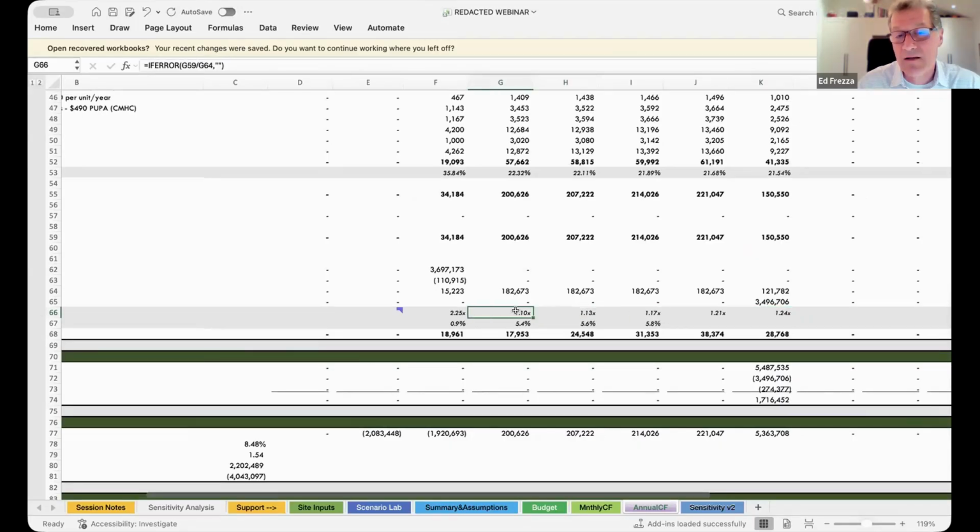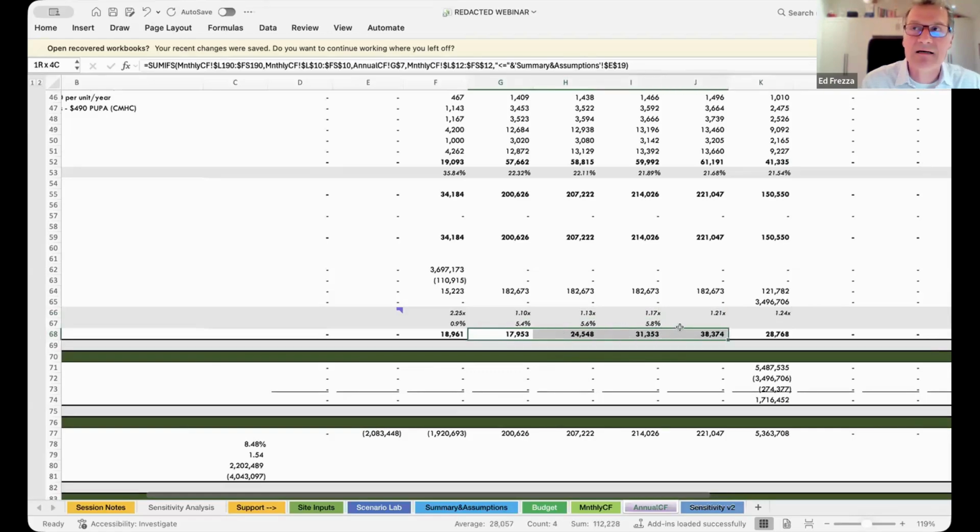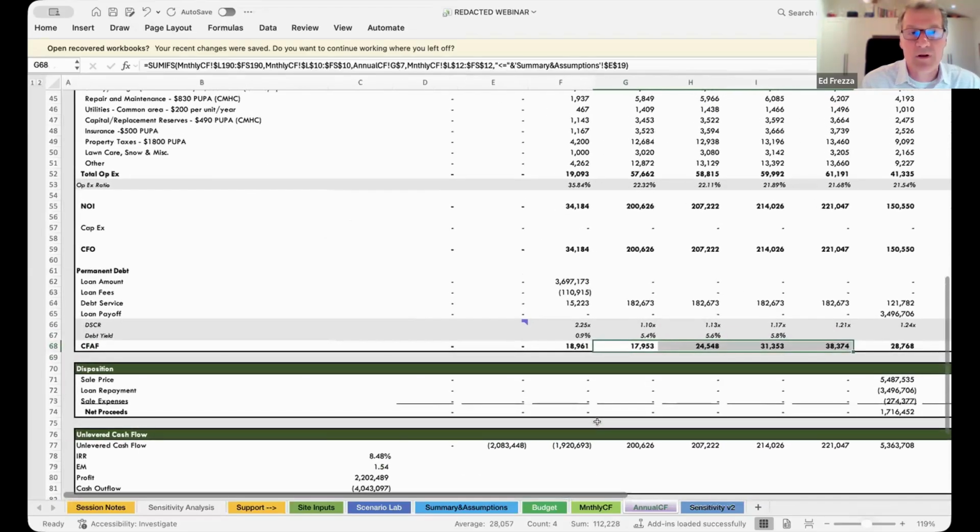It starts off at 1.10, which is what CMHC dictates. So we start at 1.1, but as rents start going up and you start paying down the mortgage, you can see how the DSCR starts to increase, 1.13, 1.17, 1.20, 1.24. So you can see the power of time in these projects, which is one of the main reasons why a lot of people opt to hold on to them, because the longer you hold on to them, the more gravy they start to spin off.